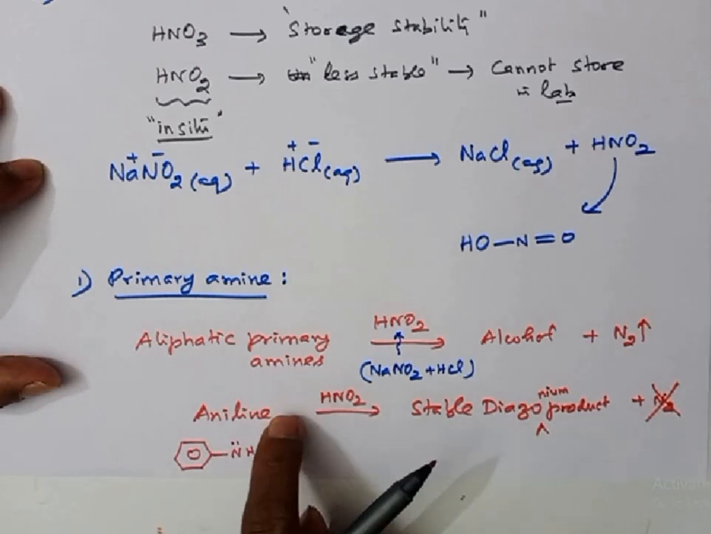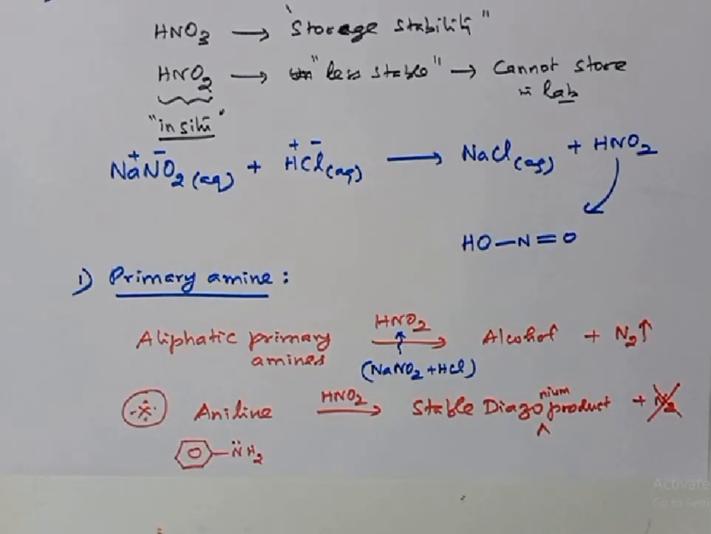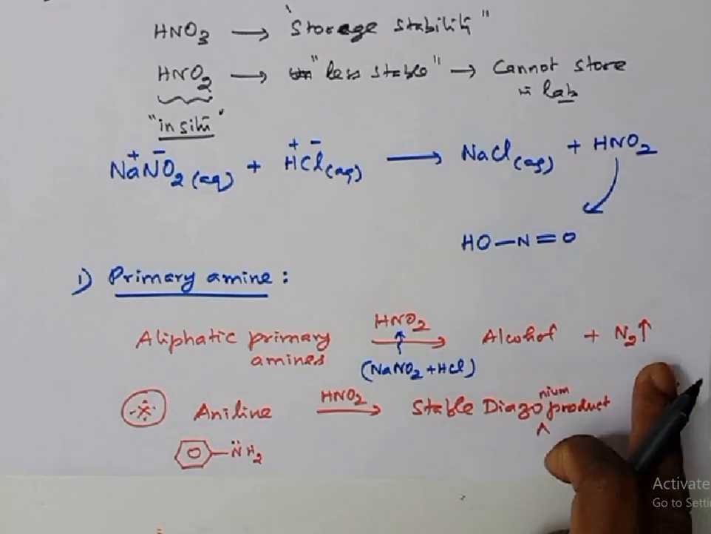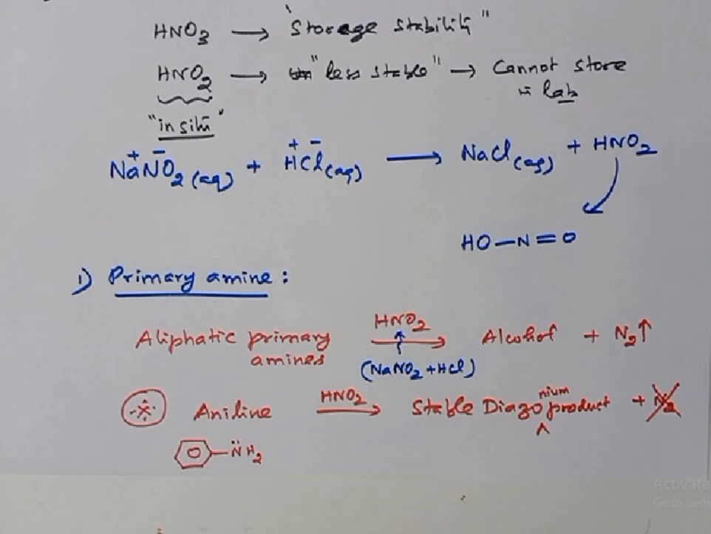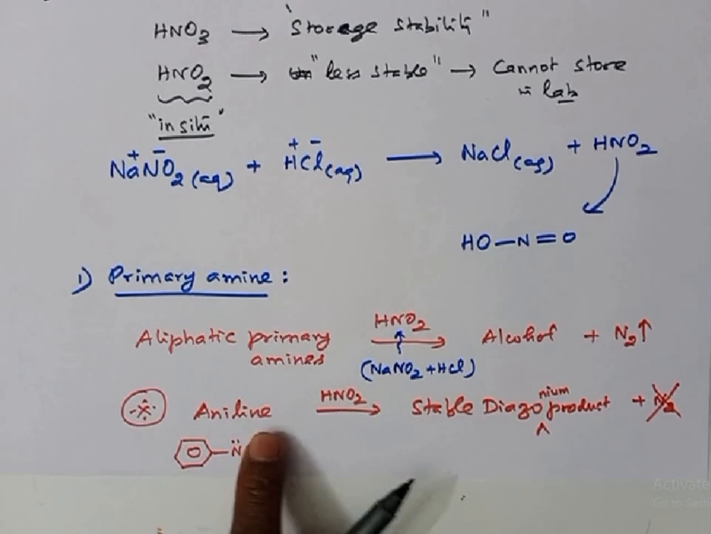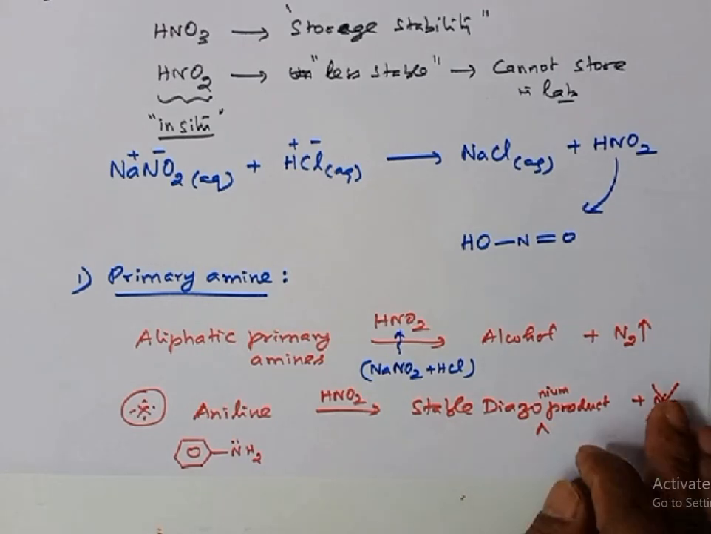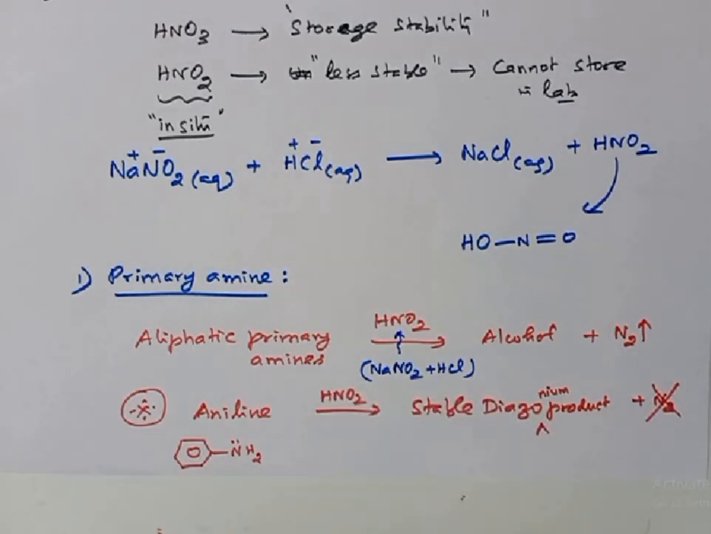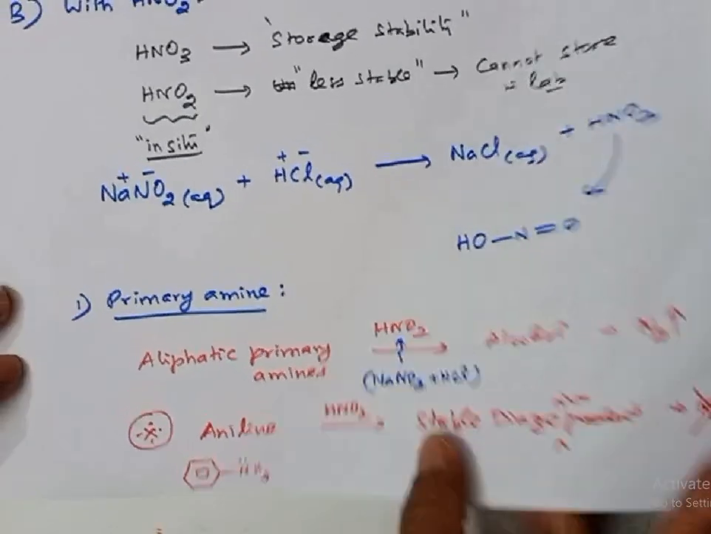Though it is a primary amine. So it's very important, student. Keep this in mind. Aliphatic primary amines react with the nitrous acid, form alcohol and produce bubbles of nitrogen. Whereas aniline reacts with the nitrous acid, forms a stable diazonium product. And in this case, no nitrogen gas is evolved. Okay. Now, what is the actual reaction? What happens here? Let me write the reaction in the next page.